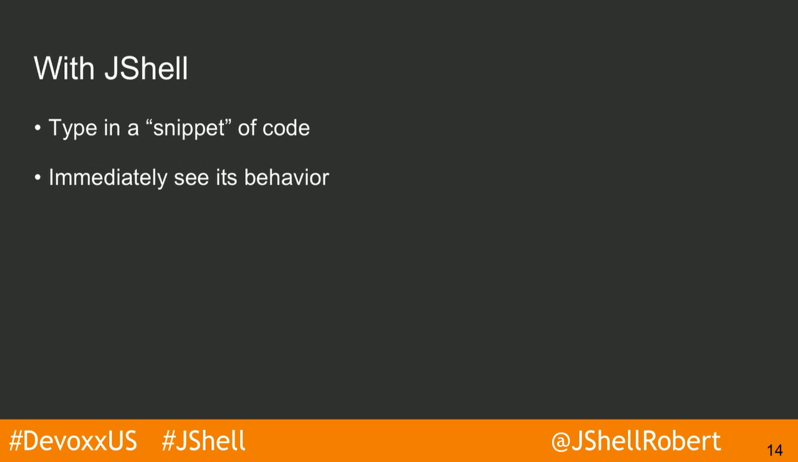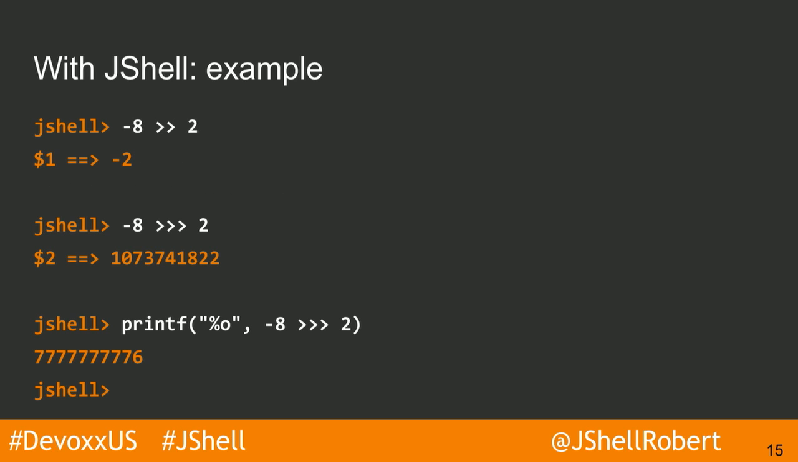What about in JShell? You just type in a snippet of code and you immediately see its behavior. So now in white is what you would type, in this case, in JShell. You just type the expressions. And the result is what you see on the right over there, so it's -2. On the left is a temporary variable that's created so that you can access that result later.